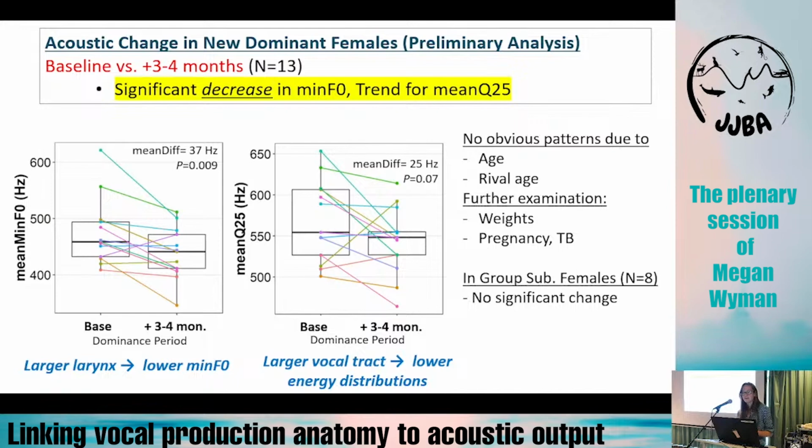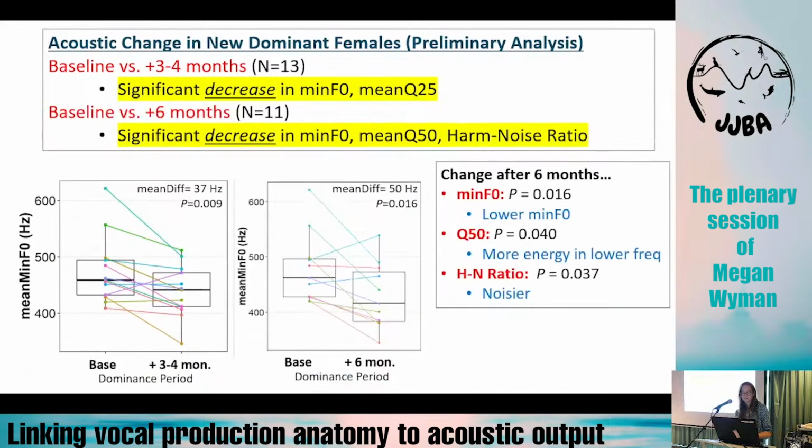There are no patterns due to age or the rival's age, and we need to look at weights more in pregnancy and TB. These are dominant females, so newly dominants. If we do the same thing with subordinate females in the group that are not going through this change, so far we have 8 measured, but there's more we can do, and there's no significant change in any acoustic parameters so far. So the idea is that they're getting a larger larynx and a lower minimum fundamental frequency and a larger vocal tract, which could mean a lower energy distribution.